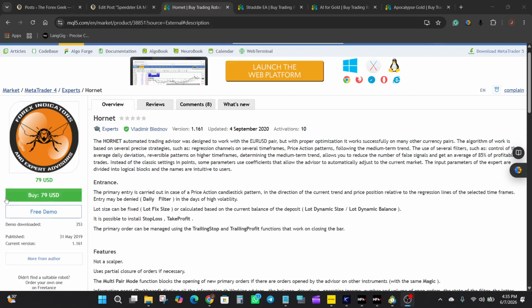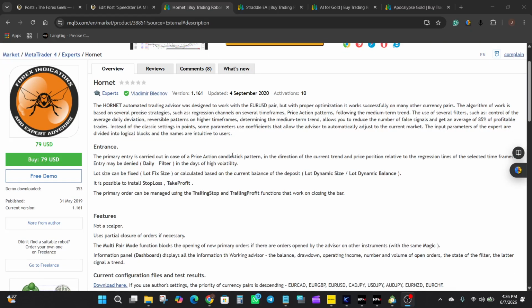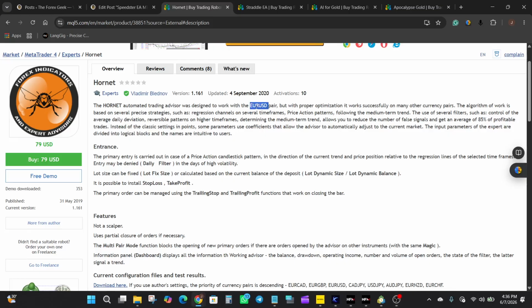So here we are on the MQL5 marketplace page for HORNET EA, developed by Vladimir Blednov. This is an MT4 expert advisor priced at 79 US dollars with version 1.161 and a history of updates going back to 2020. Now, from the description, the EA is primarily designed around Euro USD, but it can also be adapted to other currency pairs with proper optimization.